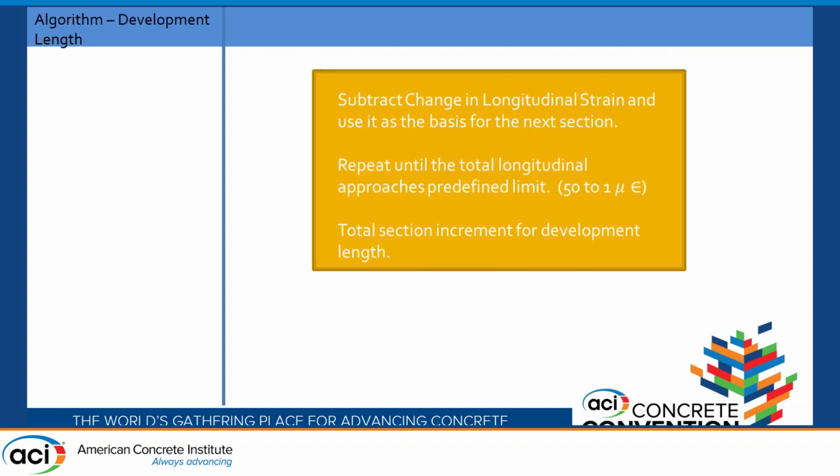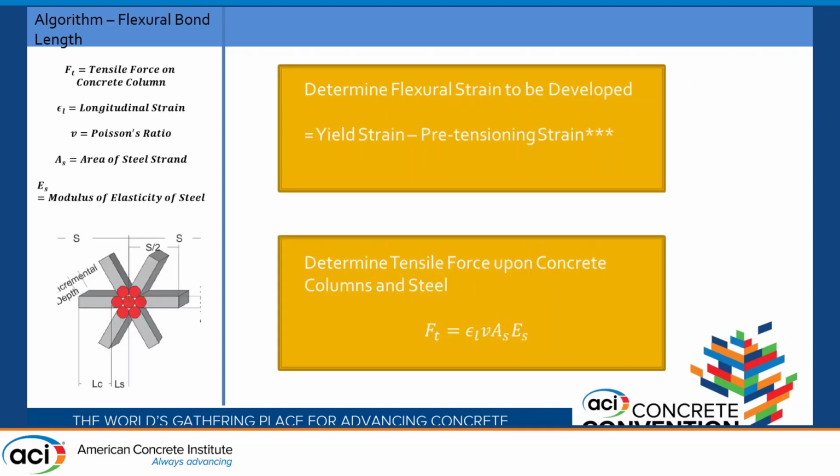And basically, for the development length, you repeat this, and it gets asymptotic when it goes down to about 50 to 1 micron in it. And then to count out the total number of sections, add them up, you have development length. For the flexural bond length, which is the other component of development length, it's in reverse. So if I'm pulling on that strand, I'm shrinking it down. Now I'm looking at the tensile strength of the concrete plus the pre-compression strength of the pre-stressed concrete element itself to determine whether it breaks or not.